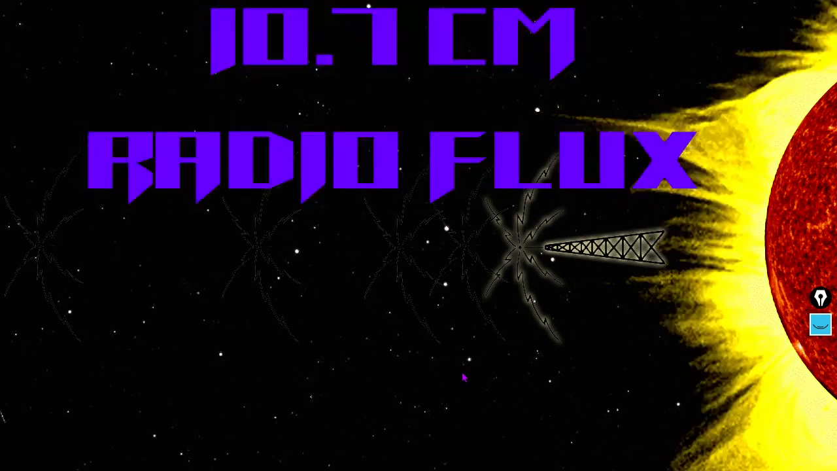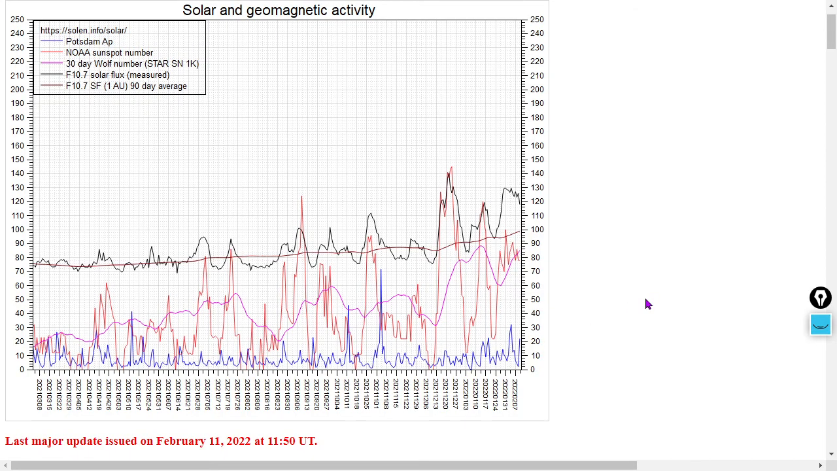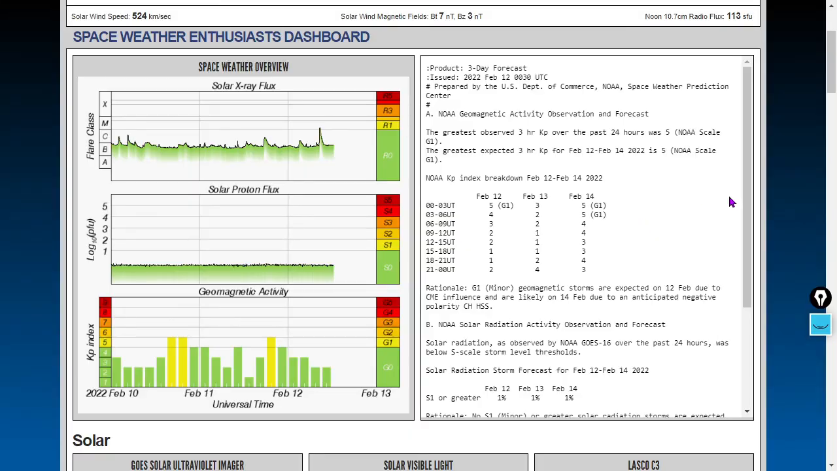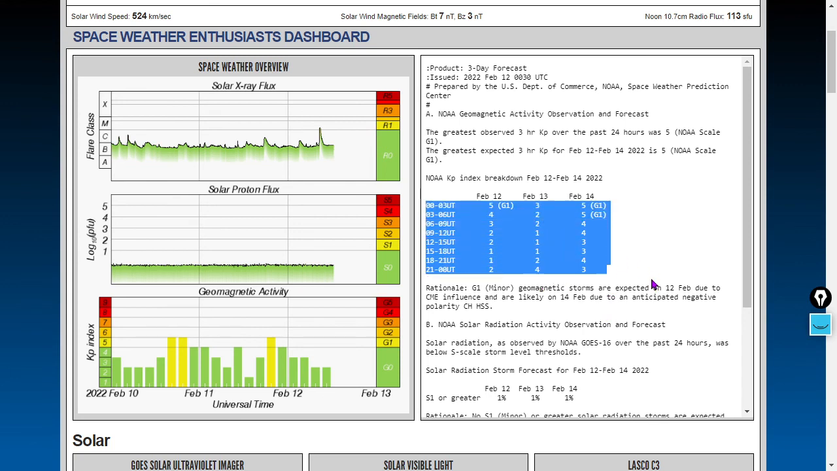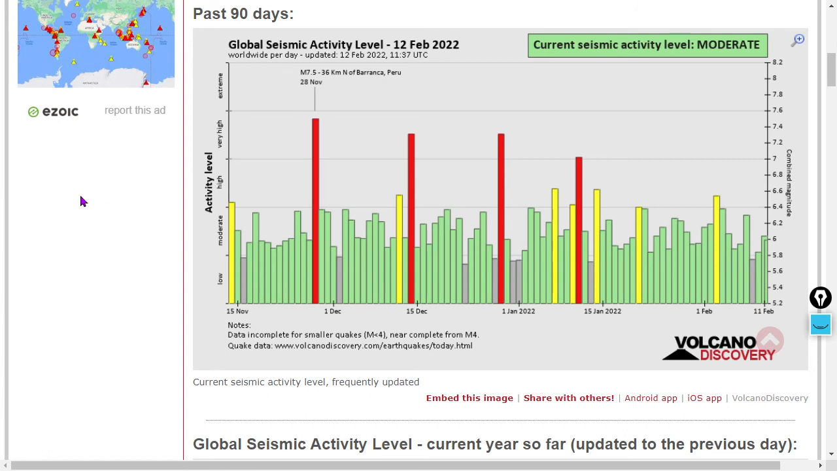The radio flux has dropped down to 113 solar flux units. There's the 1-year chart. You can view that yourself at solen.info. And we do have a geomagnetic unrest and geomagnetic storm situation for late on the 13th and early on the 14th forecasted here by NOAA. So that's a Space Weather Enthusiast dashboard. We do have a high-speed coronal hole wind stream striking as well. Again, make sure you watch our future videos. We'll be producing 2 more.